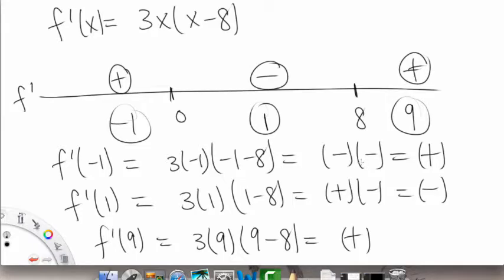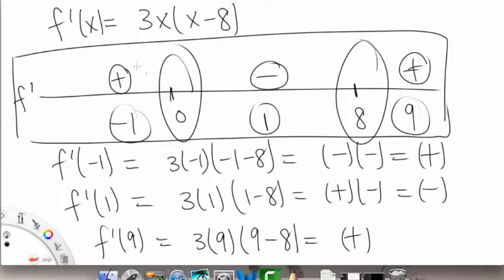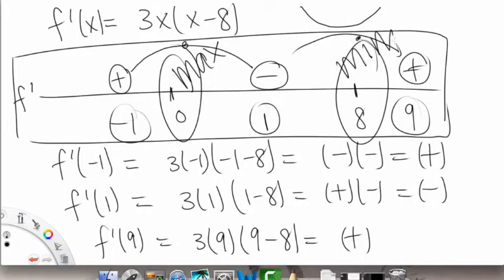Okay, so that was basically the hard work. Now we're going to look at this number line and see what we can make of it. Let's look at these critical points, 0 and 8. First at 0, the first derivative changes signs from positive, so increasing, to negative, decreasing. That means we're at a local maximum at that critical point. Then let's look at 8. Our first derivative changes from negative to positive, so that's decreasing to increasing. Here we're at a minimum.